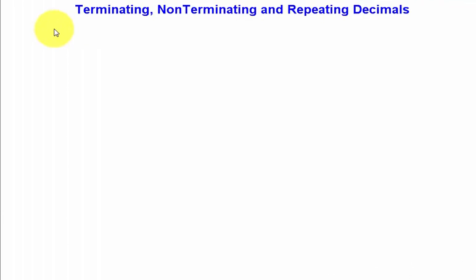In this video, we'll discuss the representation of fractions as terminating decimals as well as non-terminating and repeating decimals. So the first question is, if a fraction is given, is it possible to identify whether the fraction has a terminating decimal representation or a non-terminating and repeating decimal representation? Let's see by taking some examples.